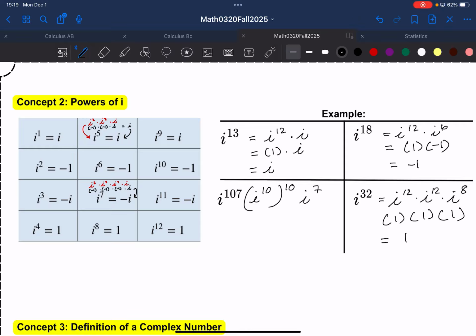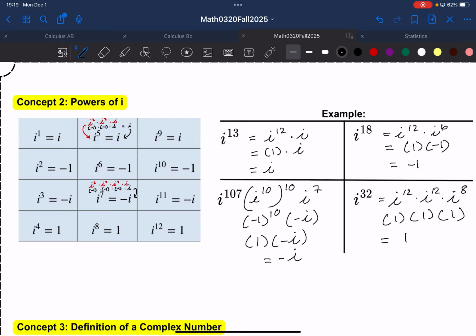Well, i to the 10th is -1. -1 to the 10th power times -i. Okay, since negative 1 is to a positive power, that means every time we multiply negative 1, it's going to have another negative next to it, which means it's always going to be a negative times a negative is a positive. So this is going to give us positive 1 times negative i, which is negative i.